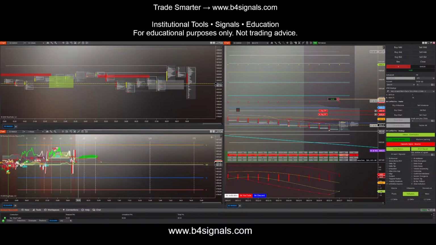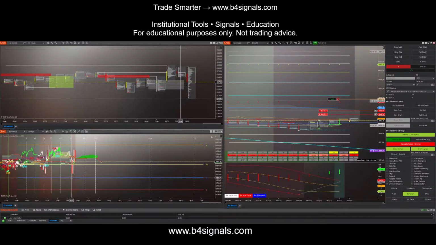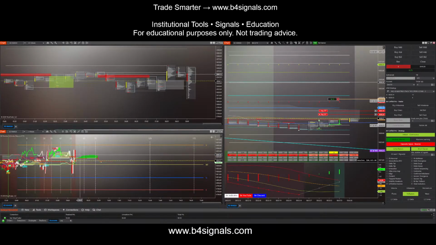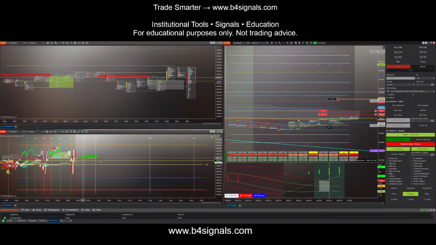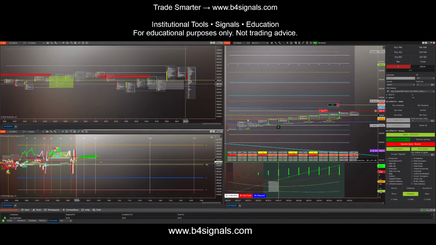Ichimoku wise, the T and the K are paired together here. The cloud, the SSA and SSB, are paired together right there. You have some extremes laid out here, and because you have those extremes laid out right there, it could keep whipsawing just like it's doing now, until we start seeing some direction in the Ichimoku.